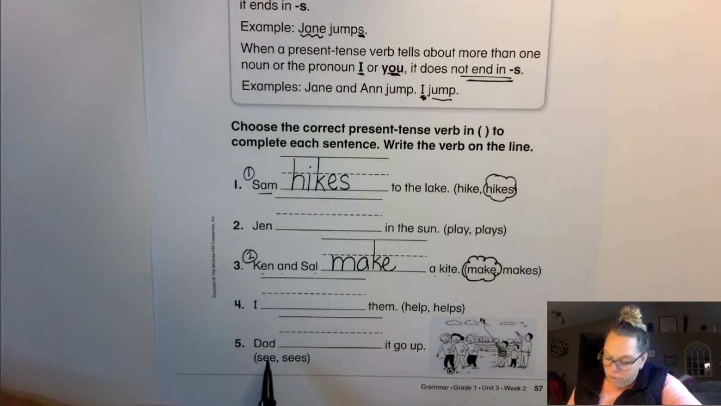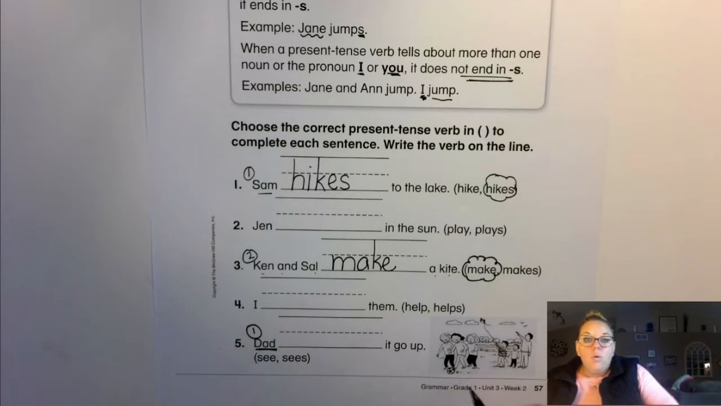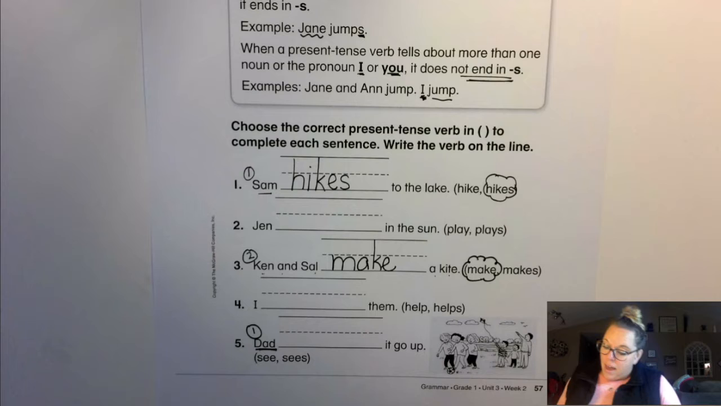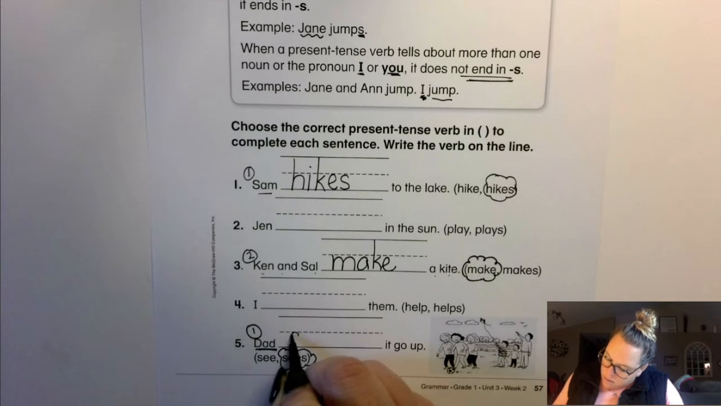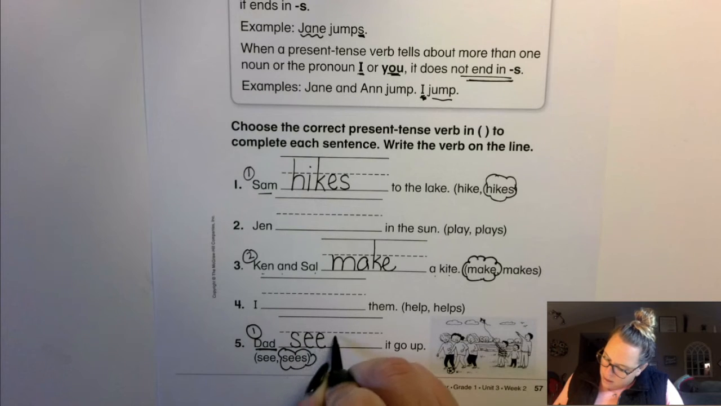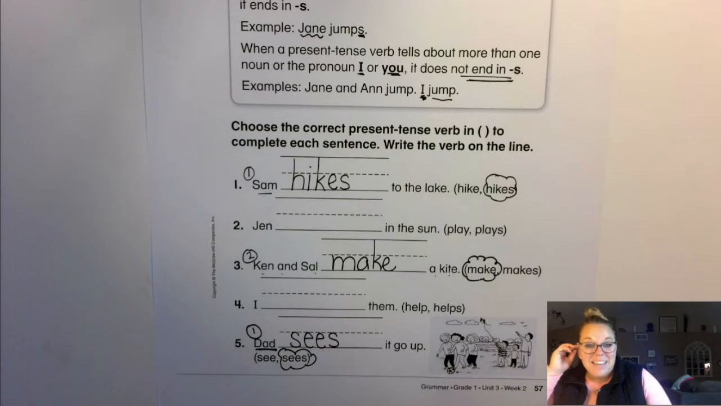Number 5, Dad, it go up. Dad see it go up or Dad sees it go up? Dad is the name of a person. One person or more than one? One person. So, is see going to end with an S or not? Yes. It needs to be sees. Dad sees. So S-E-E-S. Sees.